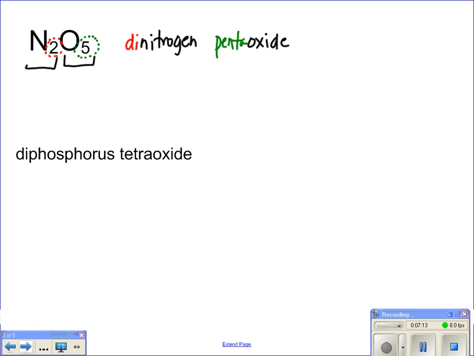So let's go the other way. If we are given the name of a molecular compound, here we have diphosphorus tetraoxide, let's break it down into its component pieces that we need in order to come up with its chemical formula. So diphosphorus. Phosphorus's chemical symbol on the periodic table is P, and the di prefix tells me that there are two of these in the chemical formula. So I'm going to write P2 here.